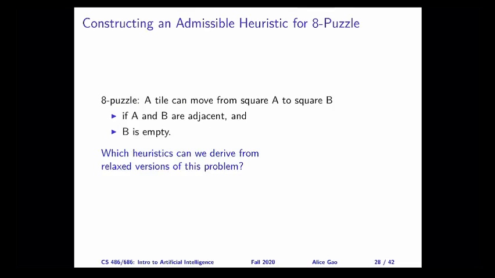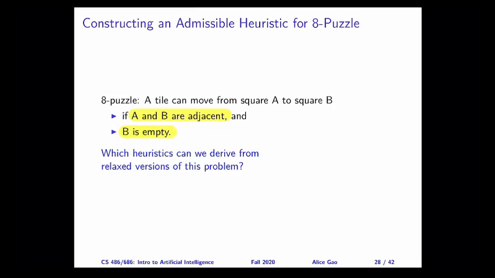Let's apply the general procedure on the 8 puzzle to derive some admissible heuristic functions. First of all, how can we relax the 8 puzzle? To relax the problem, we first need to define the constraints formally. What are the rules when we move a tile from its current position A to another position B? There are 2 requirements. First, A and B must be adjacent. We can only move to an adjacent position. Second, the target position B must be empty. Let's relax one or both of these constraints.